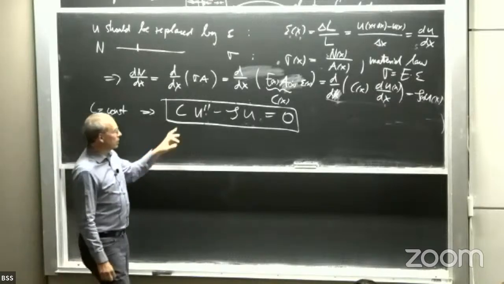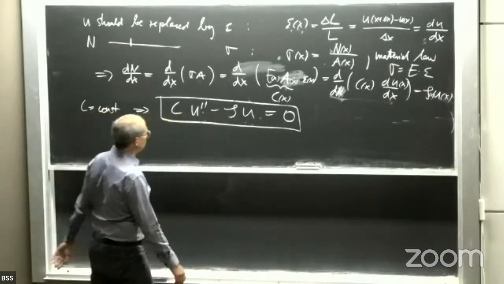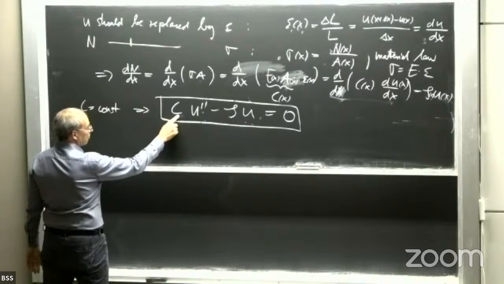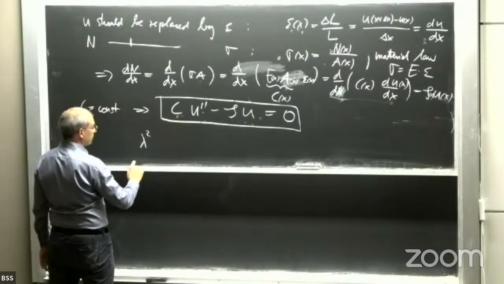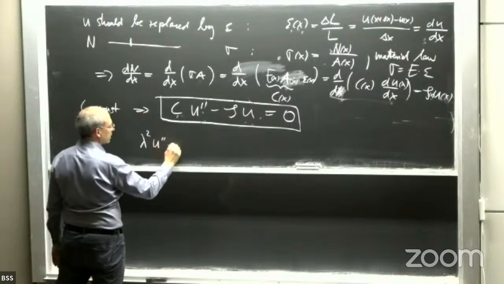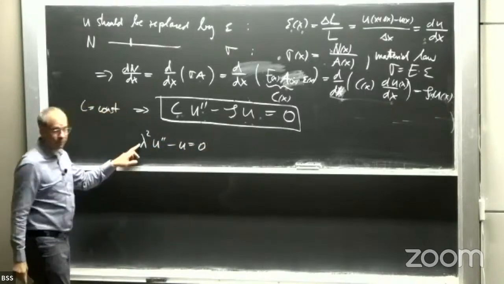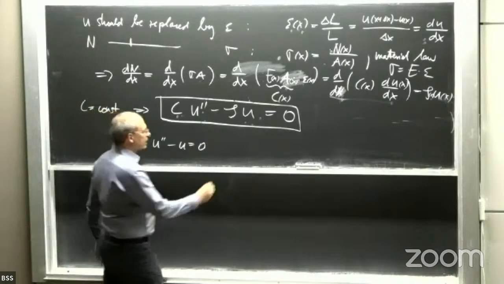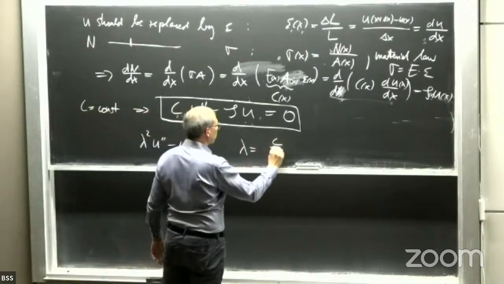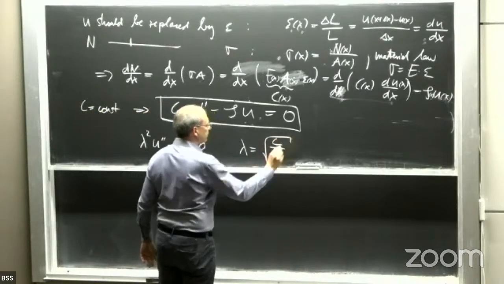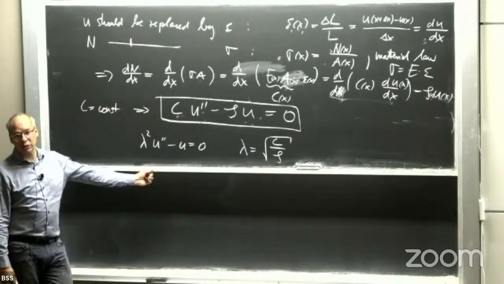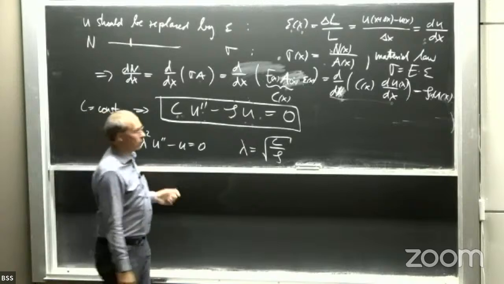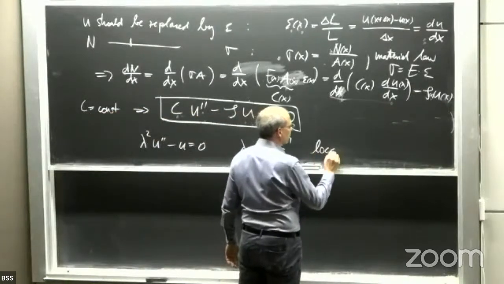And if you worry, what is the length scale here? You put together. So the way you could write this, let me write it like this. You could write it like this. Okay. And then you see that this lambda has to be the square root of C divided by rho. So this is the length scale over which the exponential solutions will decay. So I call it the localization length.